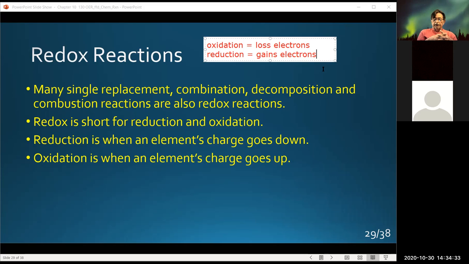Now, another way to look at it is that the element's charge or oxidation number goes down when it undergoes reduction, or its oxidation number goes up when it undergoes oxidation. And what I mean by going up is in terms of mathematical value. It goes from a 0 to a positive number, or it goes from a 0 to a negative number. That's what they're talking about here. We'll do some examples in a second.